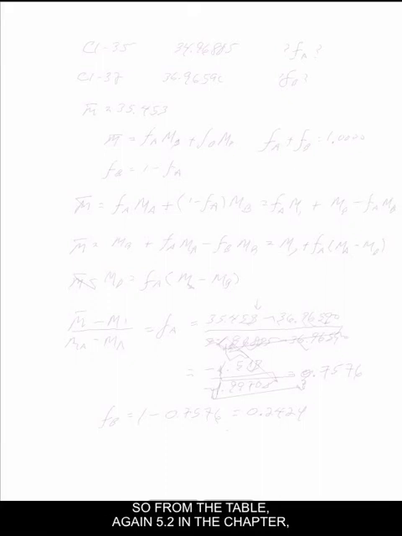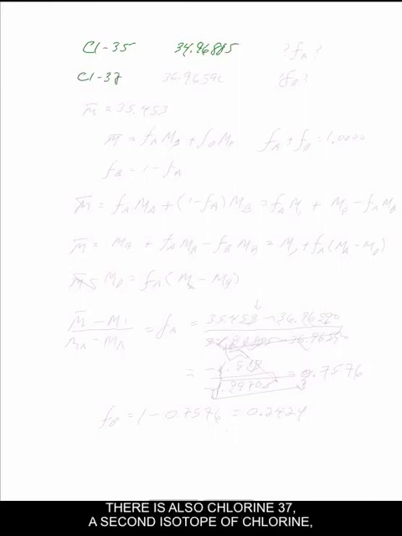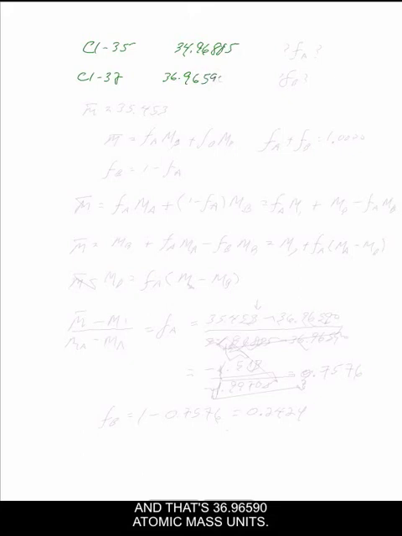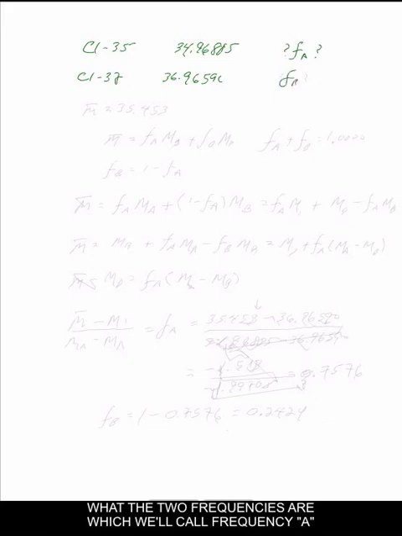So from the table again, 5.2 in the chapter, the information I'm going to take tells us that there are two isotopes of chlorine, chlorine 35, and its mass is 34.96885 atomic mass units. There's also chlorine 37, that's the second isotope of chlorine, and that's 36.96590 atomic mass units. And here we're not going to tell you what the two frequencies are, which we'll call frequency A and frequency B.